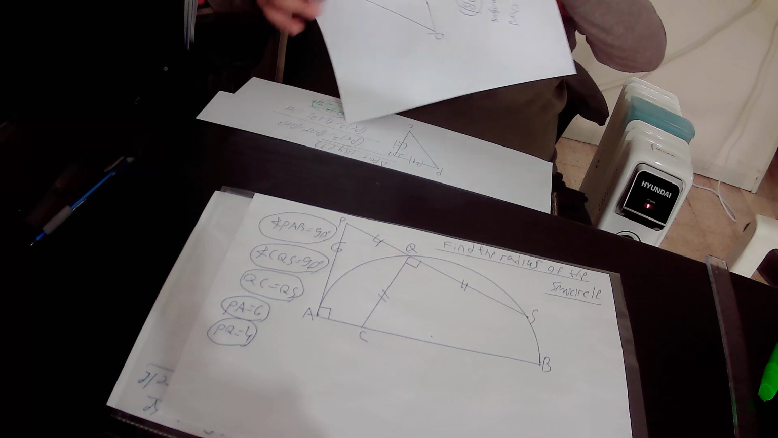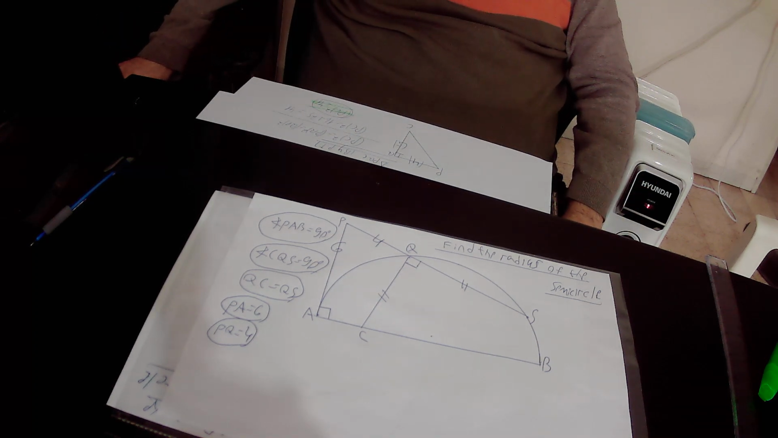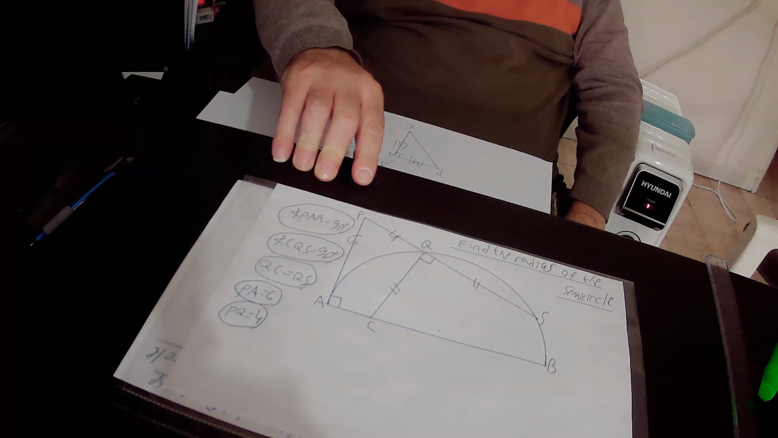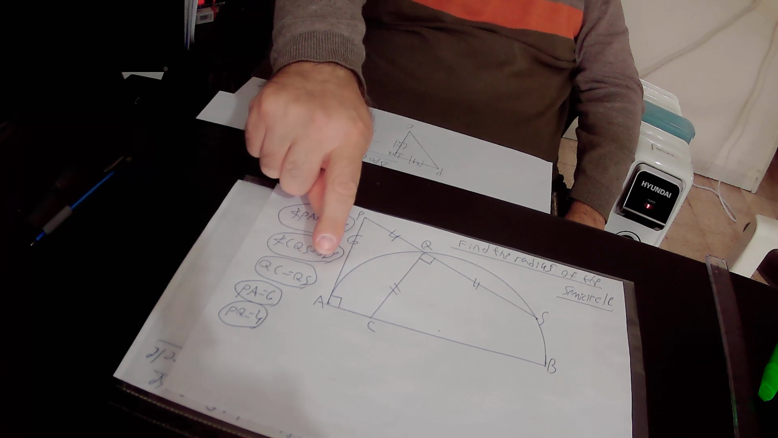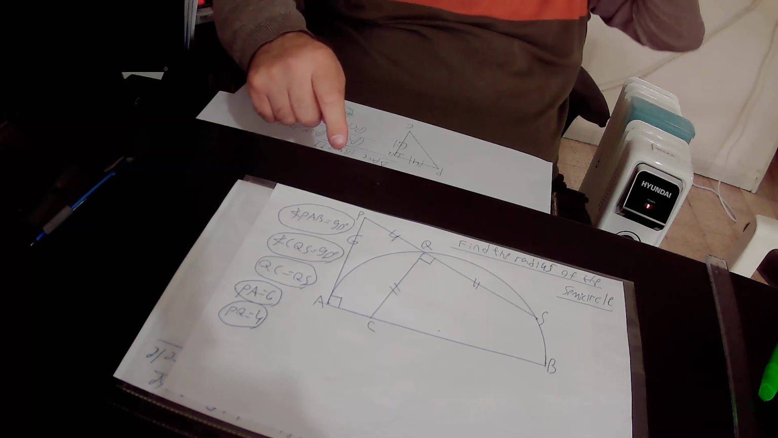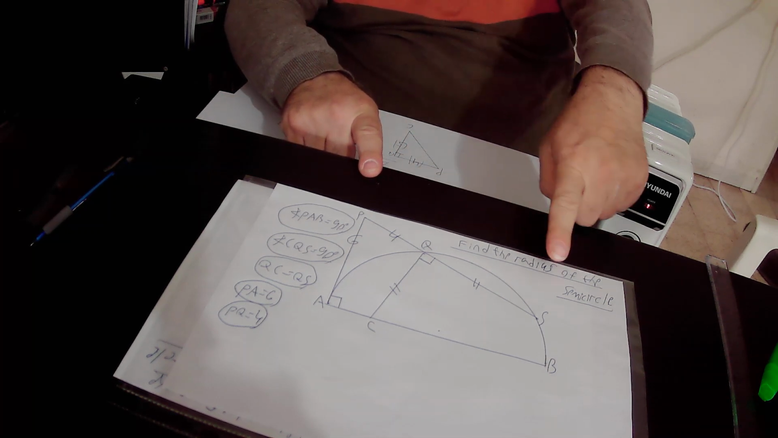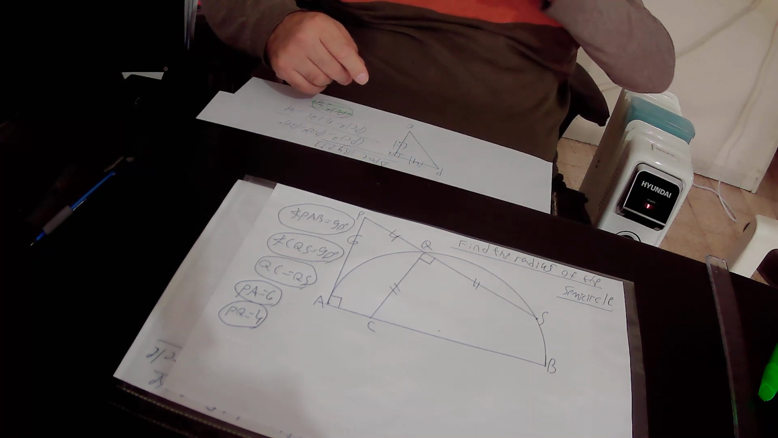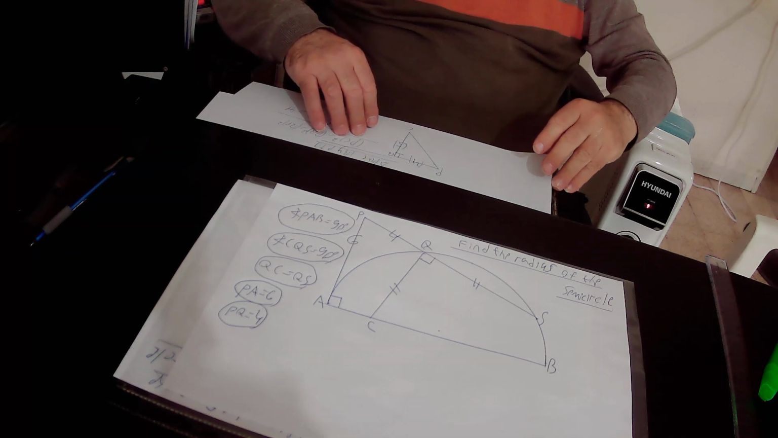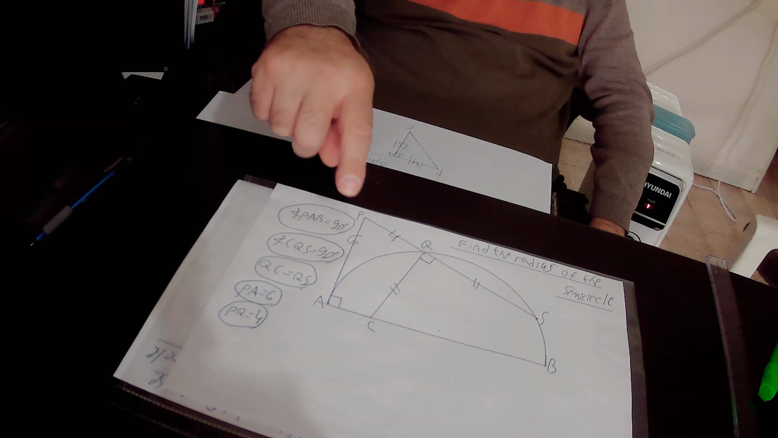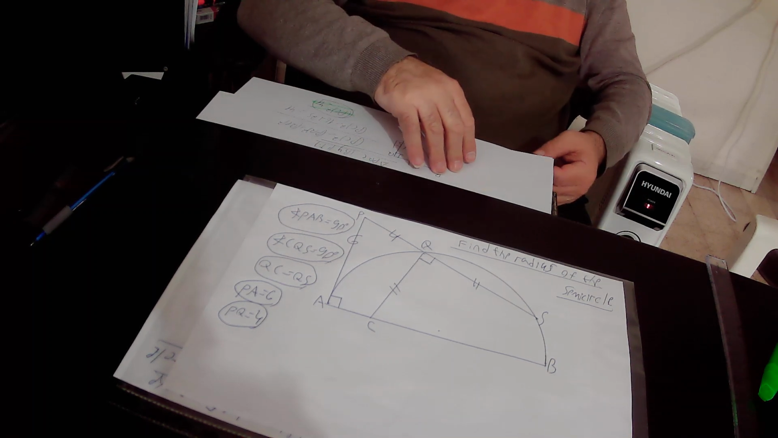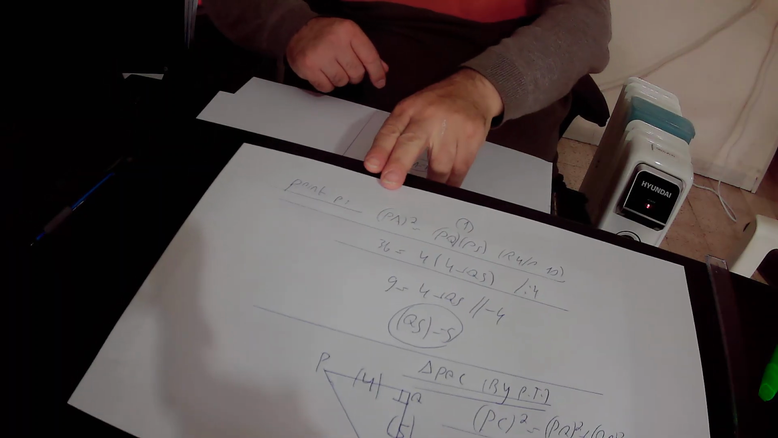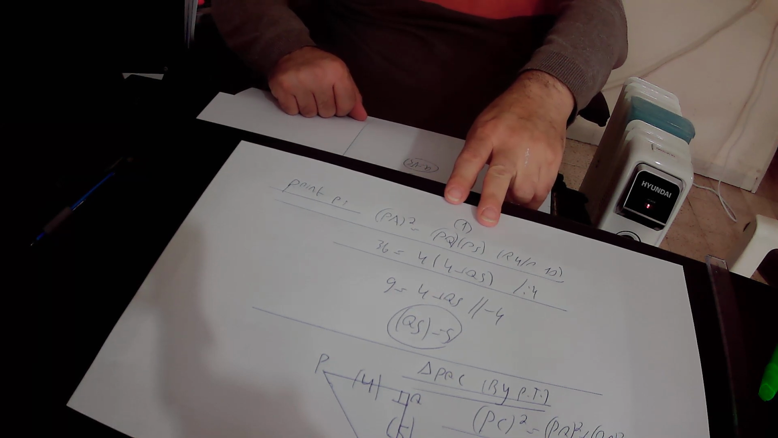Okay, we can implement rule number 10 in our drawing, because if you focus at point P, PA is tangent to this semicircle at point A, and we have line segment PS that cuts the semicircle at points Q and S. For that reason, we can implement rule number 10 here. So according to rule number 10, PA squared equals PQ times PS.